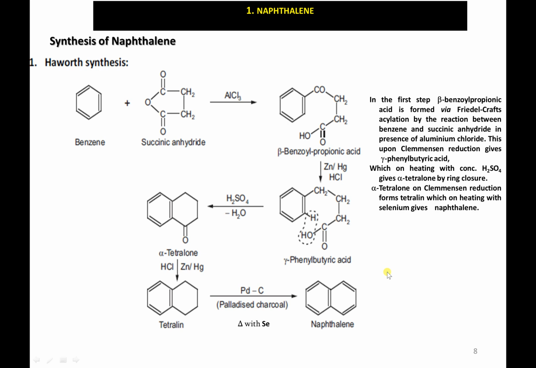We have 2 more syntheses of naphthalene. First, this is the very classical Haworth synthesis, and this repeats again in the other heterocycles. Only the starting materials differ. Either this differs or this differs.